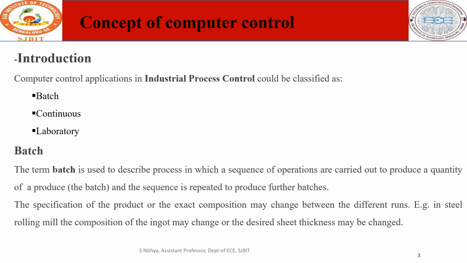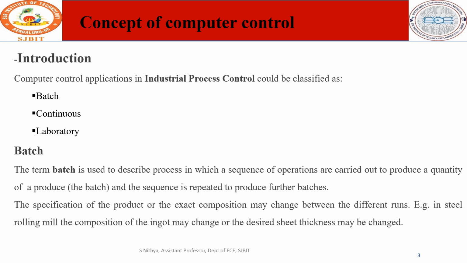For example, in a steel rolling mill, the composition of the ingot may change, or the desired thickness may change. I will explain the same example in detail with the steel rolling mill. We are considering batch processing, so batch processing is nothing but a group of products that must be generated at a single time.